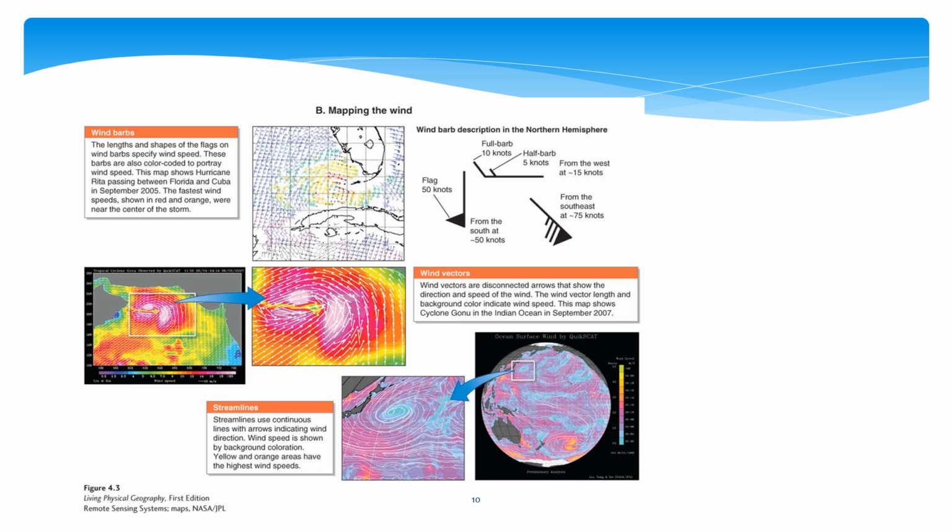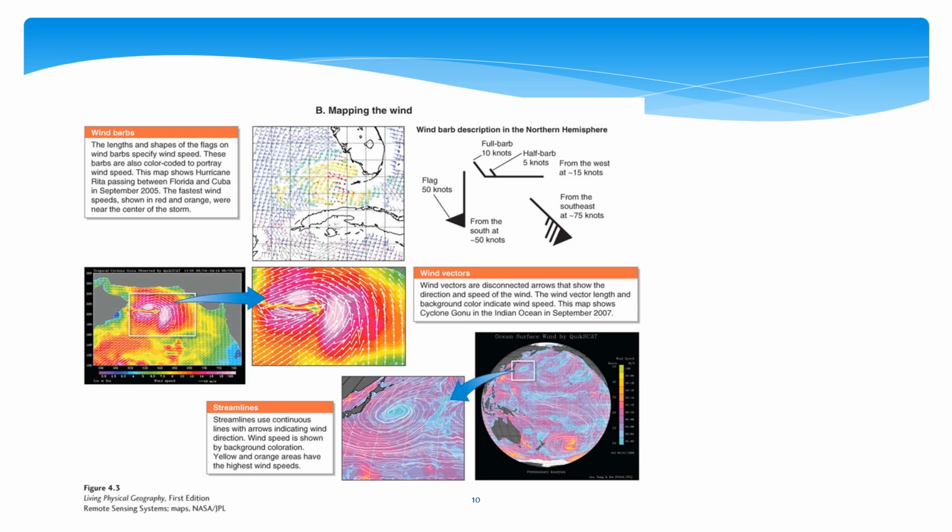If we have a big solid triangle like the one on the left, that is 50 knots. Those two longer skinny little barbs there: the longer one represents 10 knots and the shorter one represents 5 knots. So if we look at our wind barb to the left, we have that solid triangle, 50 knots.